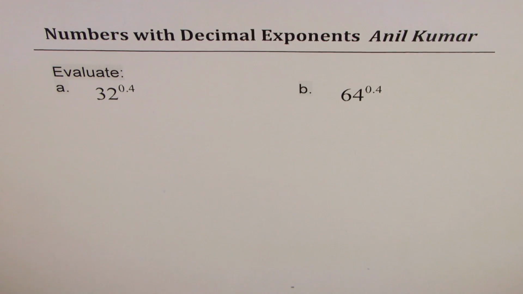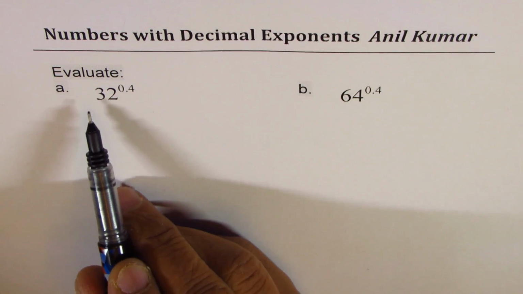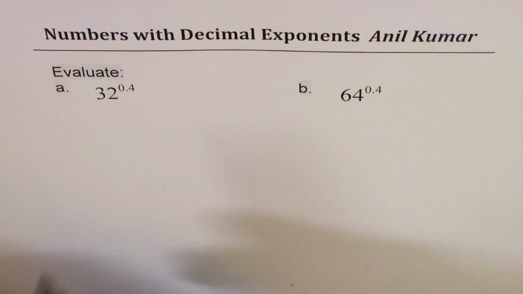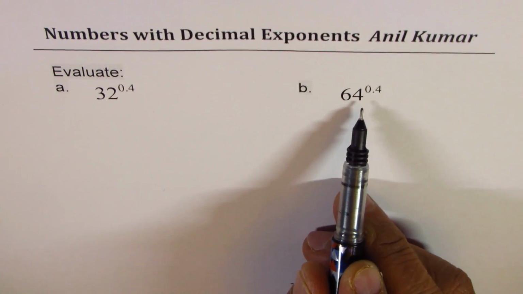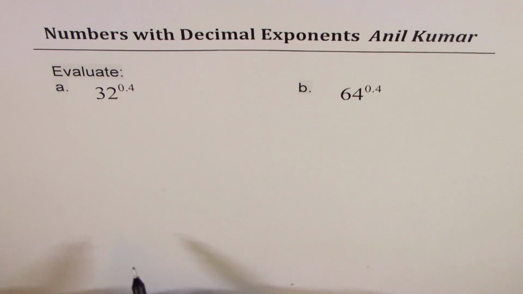So here I have two questions to discuss. The first one is 32 to the power of 0.4, and the second one is 64 to the power of 0.4, the video in which I made a mistake. So thanks for your feedback, and here is the hopefully correct solution.